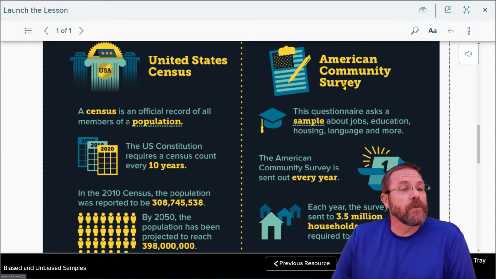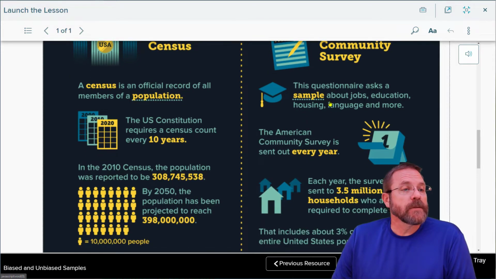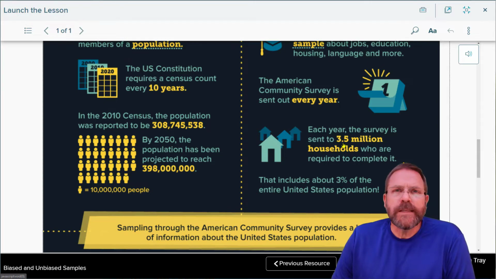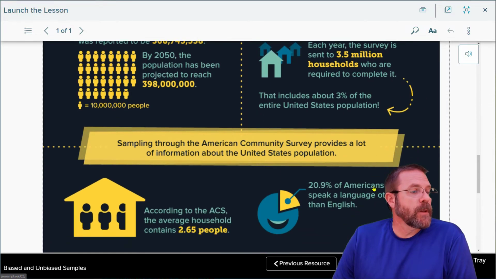The American Community Survey says this questionnaire asks a sample about jobs, education, housing, language, and more. And this happens every single year, not just every 10 years like the census. Each year this survey is only sent to 3.5 million household members who are required to complete it. In comparison to 308 million people in the population, only a sample of them are getting to take part in this other survey. This includes about 3% of the entire United States population.